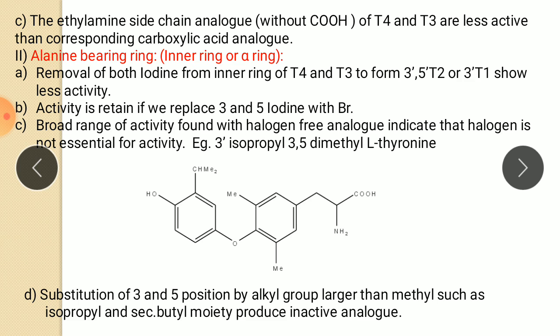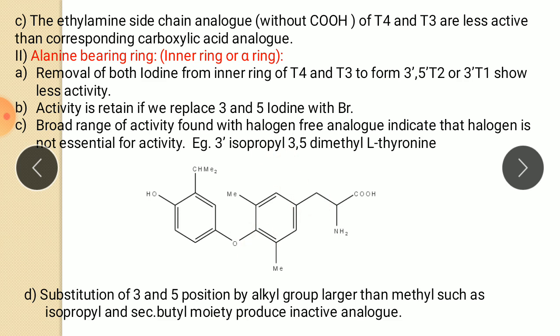Then second is the alanine bearing ring. The alanine bearing ring is called the inner ring or alpha ring. So the ring to which the side chain is attached is called the inner ring or alpha ring, like this. The second ring is called the outside ring, or exo ring, or beta ring. So regarding this, the inner ring is the one to which the side chain is attached.